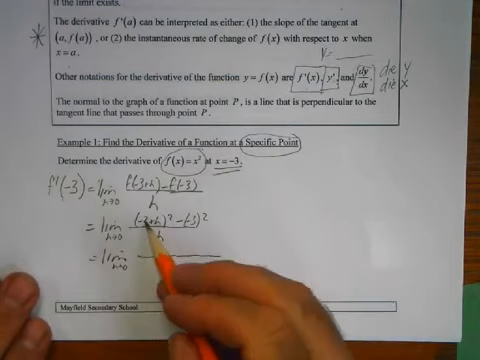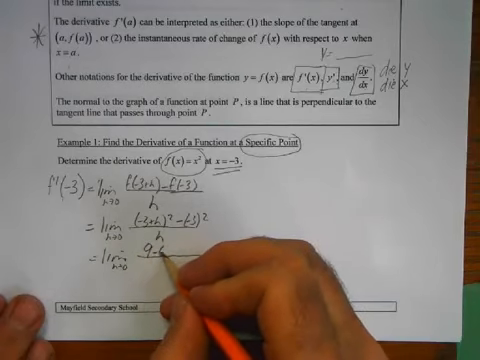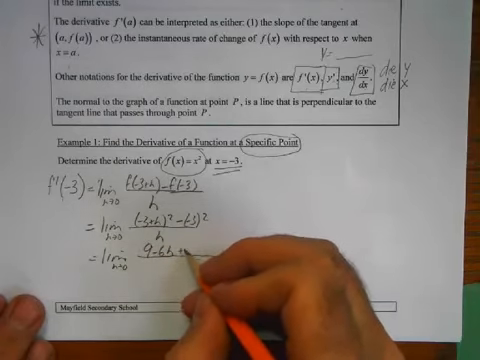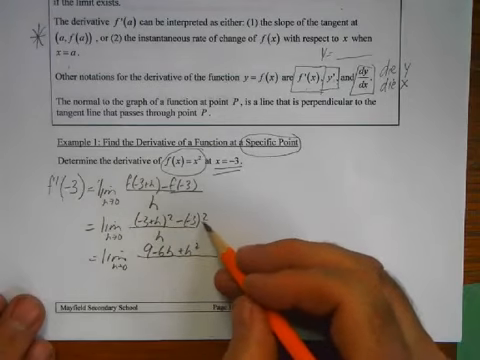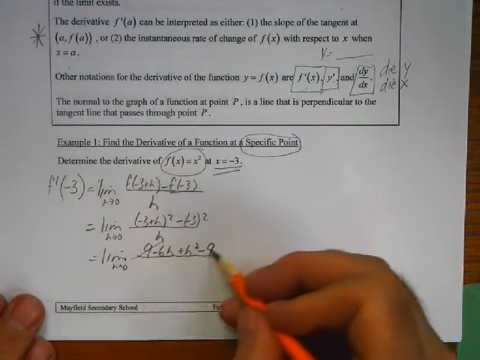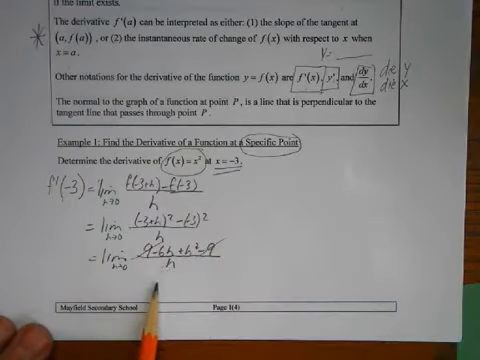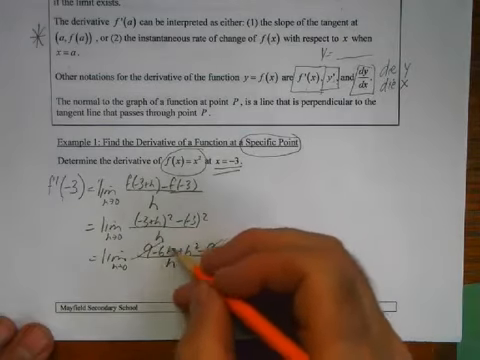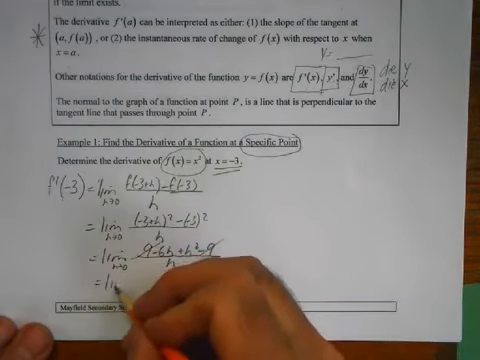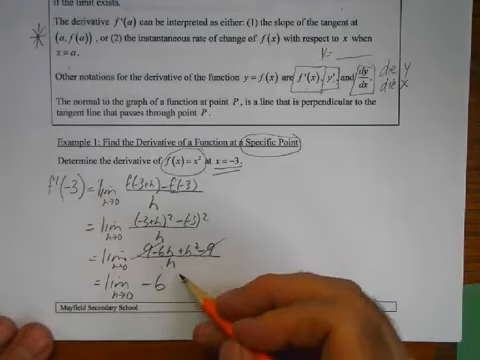Okay, so when we square this, we're going to get 9 minus 6h plus h squared, and then minus 9, and you can see the 9's cancel. Well, let's do that now. This is all over h still, and now you can see, as normally happens, you can actually cancel the h's because that's all you have on the bottom, and each term on the top has an h. So limit as h approaches 0 of -6 plus h.